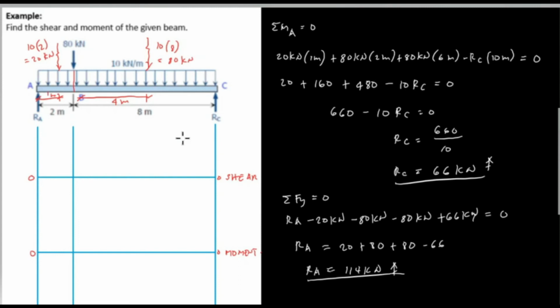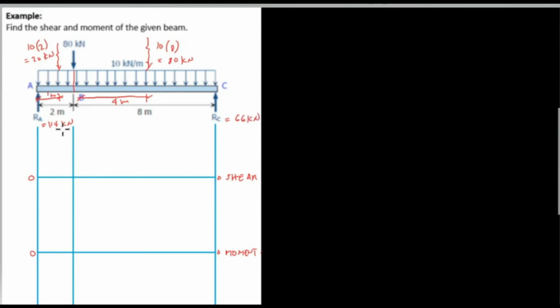We put the value here. RA is equal to 114 kilonewton and RC is equivalent to 66 kilonewton. We have the reaction values, which RA is equal to 114 kilonewton and RC is 66 kilonewton.